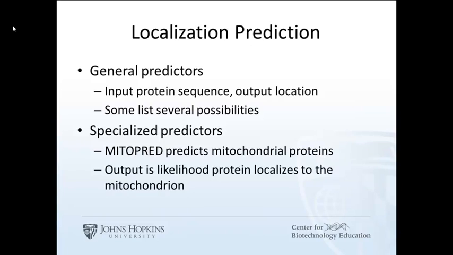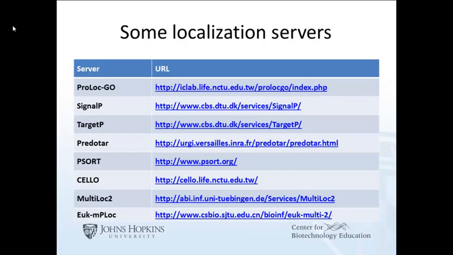For example, a program called MitoPred, well, you might not be surprised that it predicts whether or not a protein goes to the mitochondria. It's a yes-no question, and the output of such programs is usually pretty simple and expressed as a percentage. For example, the prediction might say that a protein is 78% likely to be mitochondrial based on its sequence. Here are just some of those web servers, and there are quite a few out there.